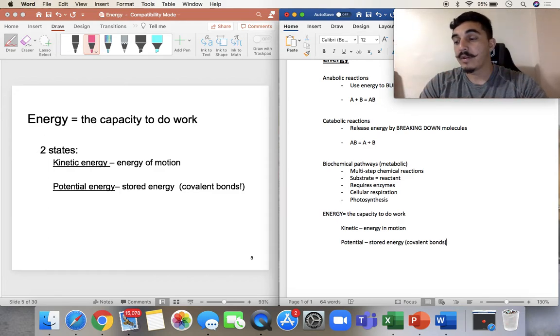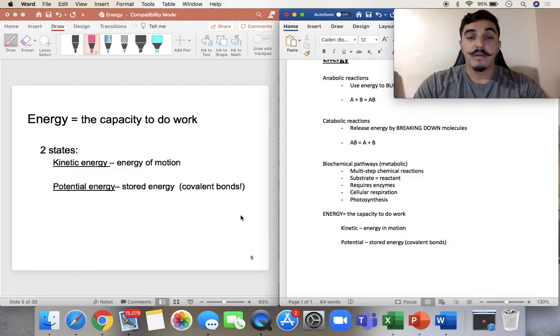Okay, energy in motion. So I don't know if you noticed, but this whole topic of energy has a lot of definitions. Okay, so it's kind of like last week. So it's a lot of definitions. So make sure you write these down. Feel free to take some pictures of the video as well. But we have a lot of definitions going on here.